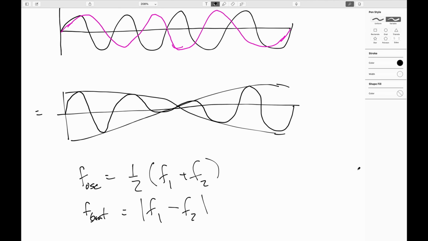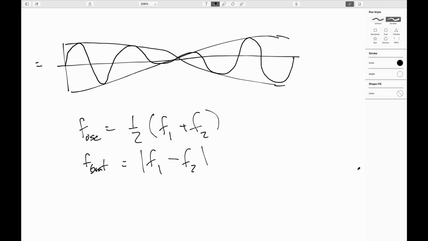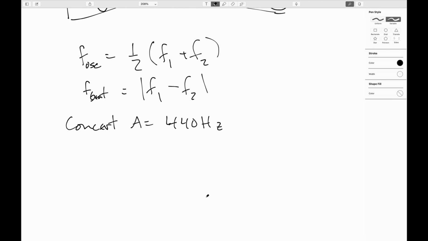So the biggest application of this that I'm aware of is for tuning musical instruments. So again, let's say you're tuning a piano. Again, concert A has been agreed to be 440 hertz, at least until a conductor says it's something different. Let's say you've got an out-of-tune piano, and when you strike the key, it makes a note of 446 hertz.